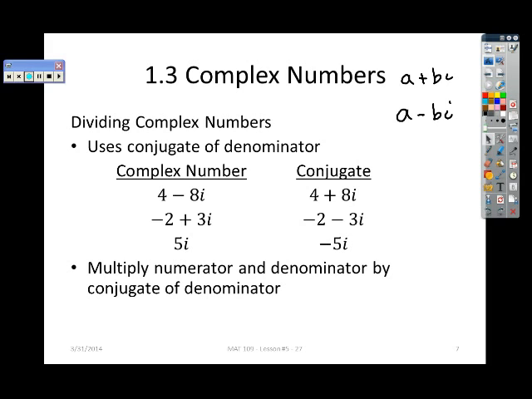What we're going to do is take the conjugate of this denominator, and multiply the numerator by that conjugate, and multiply the denominator by the conjugate. The reason we do that: multiplying a complex number by its conjugate produces a product which is only a real number, with no imaginary part to it. And so that gets our imaginary number out of the denominator. Once you've multiplied, you simplify.